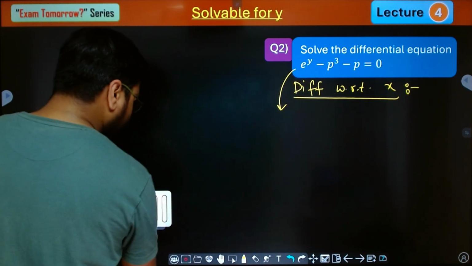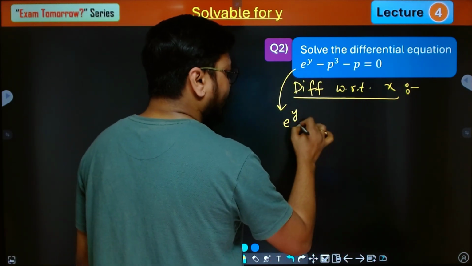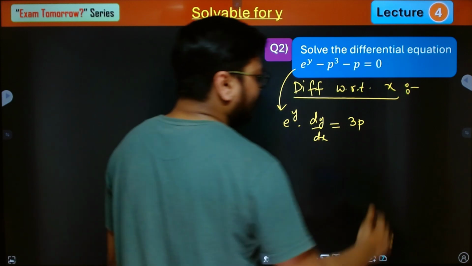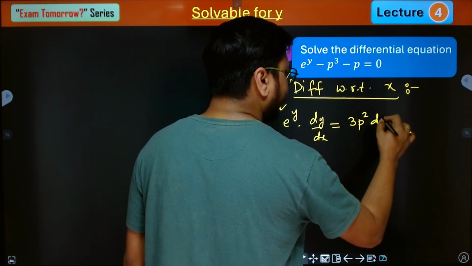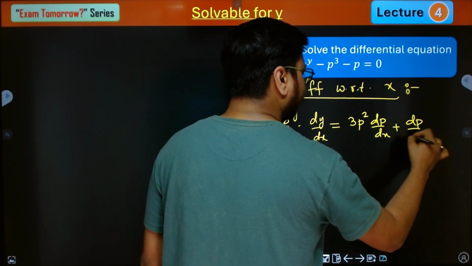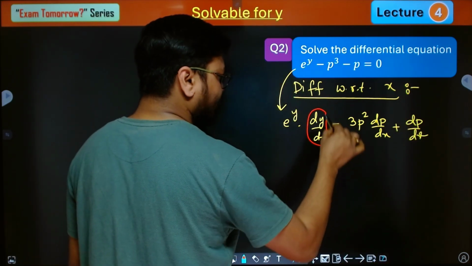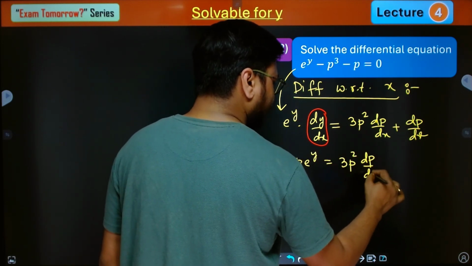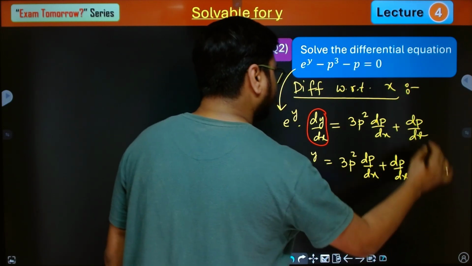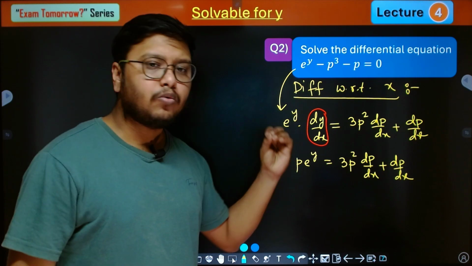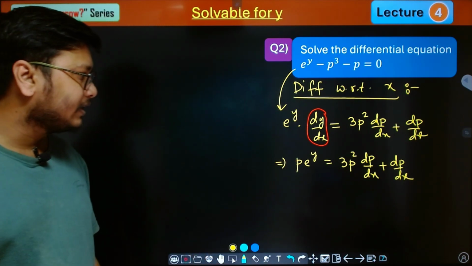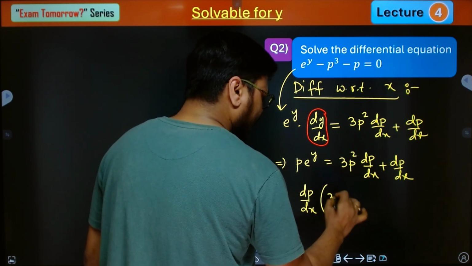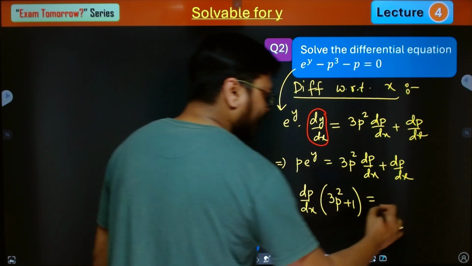So if I differentiate this with respect to x, I will have e to the power y into dy dx minus 3. Let me take those terms on the right side. So 3p square dp dx plus dp dx, right? Again, dy dx means p, so I have p times e to the power y equals 3p square dp dx plus dp dx. Right, now we need to factorize this, keep the derivative terms separate. So what we can do is, if I take dp dx common on the right side, I have 3p square plus 1, and on the other side I have p e to the power y.